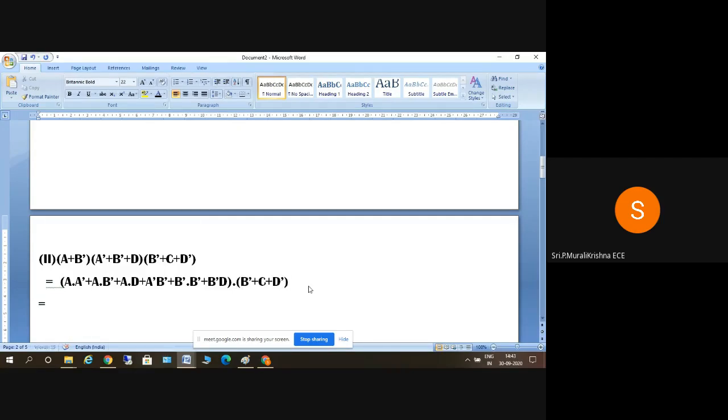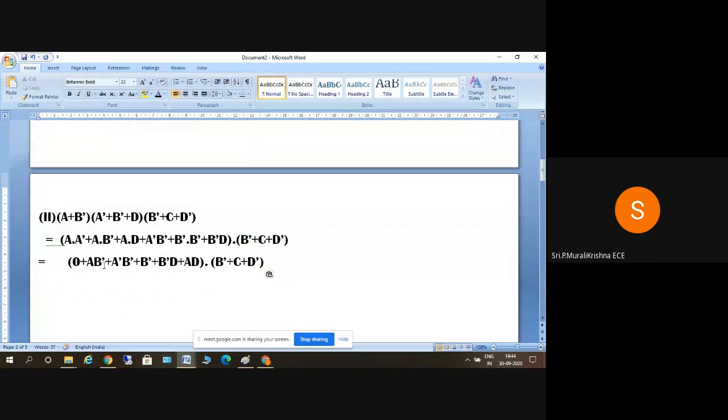Here A bar into A is 0. Plus, what we get here is AB bar, plus A bar B bar, plus B bar into B bar is B bar, plus B bar B, and one more thing, AD plus AD, into this value.